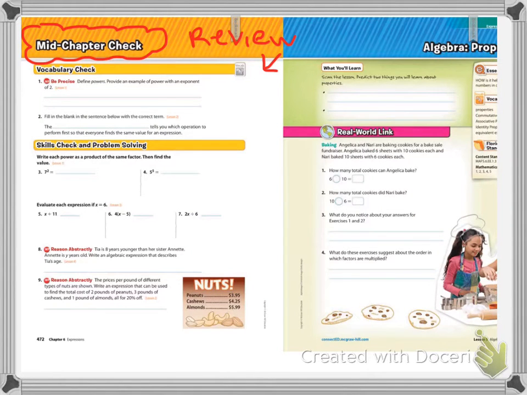You have already been assigned this work before a quiz, but I'm bringing your attention to it. This workbook, page 472, is a mid-chapter check. It is good to review and know how to do all of these problems for testing. So look back and check your work, and then move on.